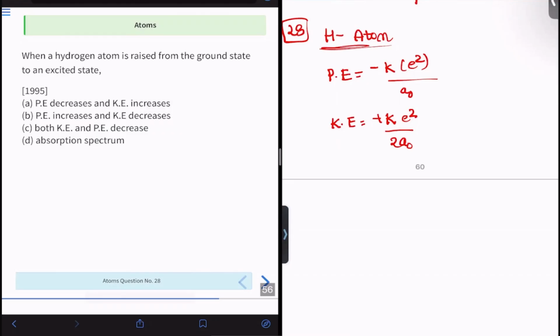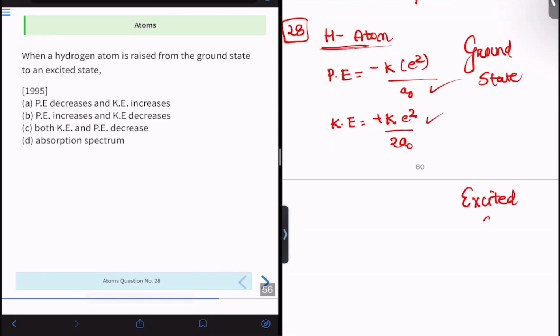This is the hydrogen atom's formula when it was in ground state. How did I calculate potential energy? You know the formula, guys: K Q1 Q2 upon R. Q1 and Q2 are e and e, because the charge on the proton is e, the charge on the electron is e, and the radius is a naught. So the potential energy value is this, and this is the kinetic energy value.